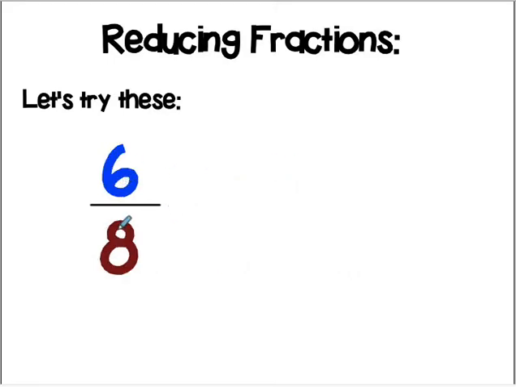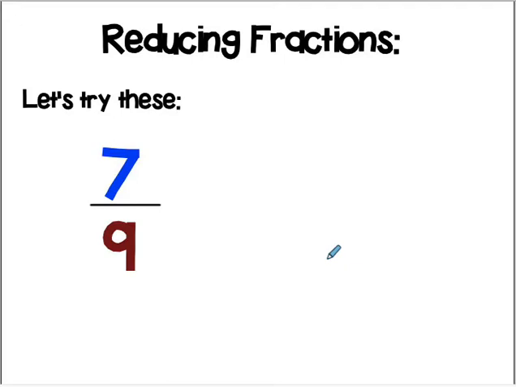Here we've got 6/8. If we try, does 6 fit into 8 perfectly, we see no. 6 does not fit into 8 perfectly, so we can't divide by 6. 5 doesn't fit into either one. 4 only fits into 8. 3 only fits into 6, but 2 fits into both of them because they're both even. So we're going to divide by 2 over 2, and we'll get 3/4.